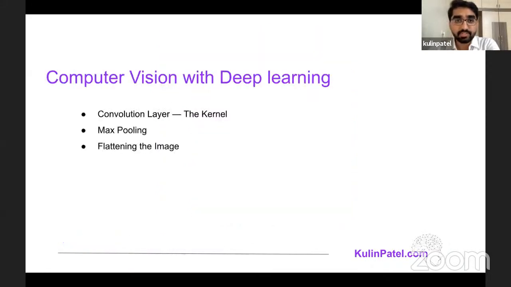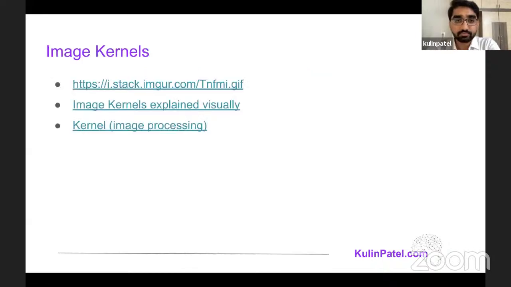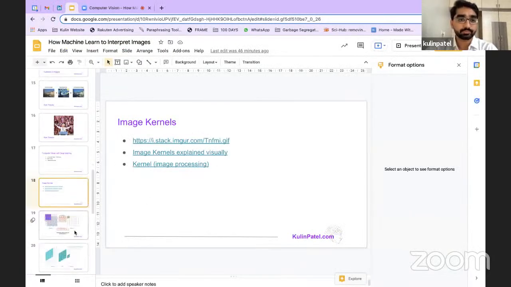So now computer vision has gone beyond this. With deep learning, first we have to understand three or four terminologies. What are convolutional neural networks? What is max pooling? What is flattening the image? But before that, what is a kernel? I'll show you.